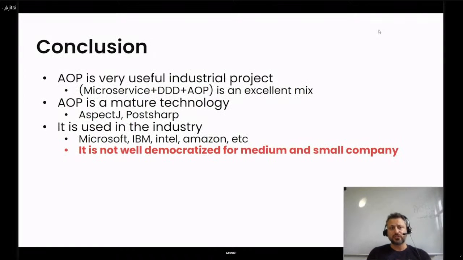As a conclusion, we have seen that AOP is very useful in industrial projects, microservices, and domain-driven design. It's an excellent mix. AOP is a mature technology, and we can use it without any problem. AspectJ is used in a lot of products; for example, Eclipse itself was built not in plain Java but in AspectJ. Microsoft also uses PostSharp. Microsoft, IBM, Intel, Amazon, all of them use AOP.